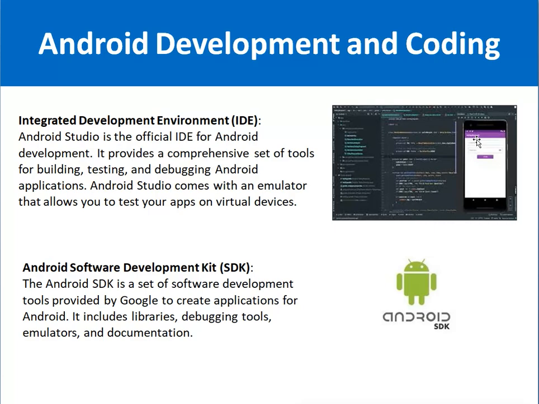Then the Android Software Development Kit or SDK. Friend, the Android SDK is basically a set of tools provided by Google, because Android is developed by Google, to create applications for Android. It includes libraries, debugging tools, emulators, and documentation. When you are working as a software developer, you need many things, especially documentation, debugging tools, testing, etc. All those things are provided by Android.